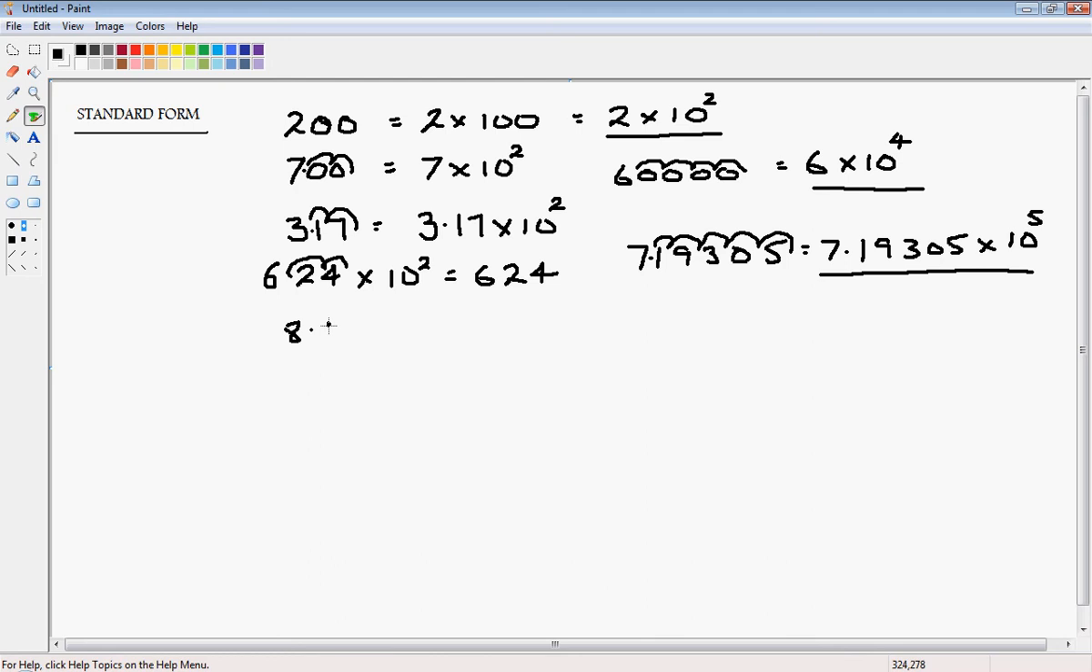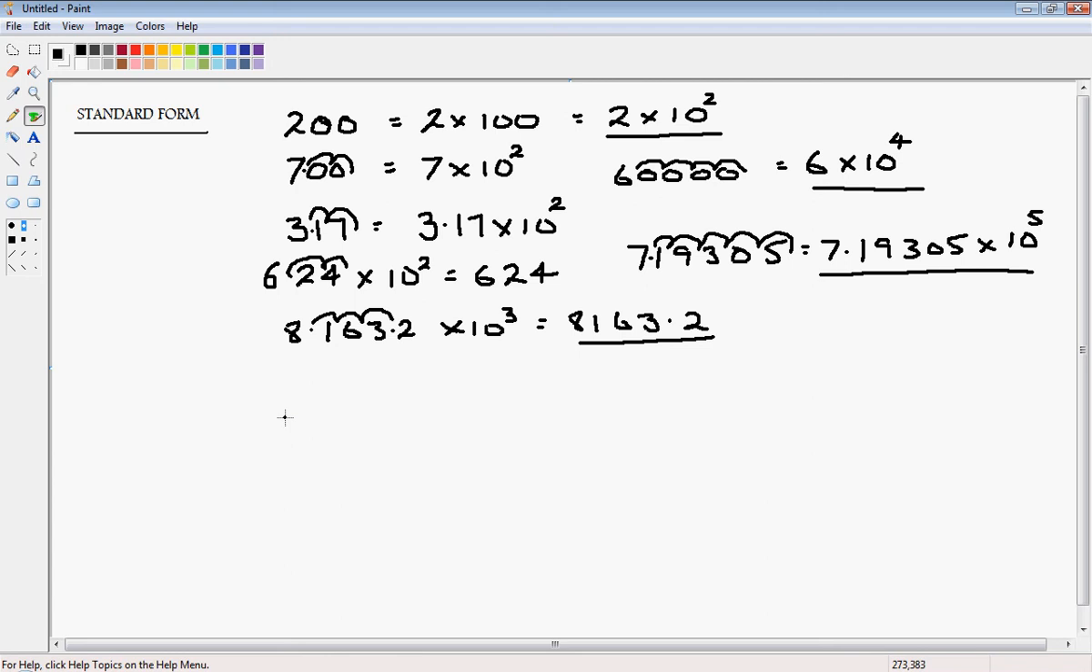If I had 8.1632 multiplied by 10 to the power of 3, and they said what would this be as a whole number or as a real number, I just count back 3. 1, 2, 3. So the decimal point is going to go between the 3 and the 2. So I get 8163.2. That's my answer.